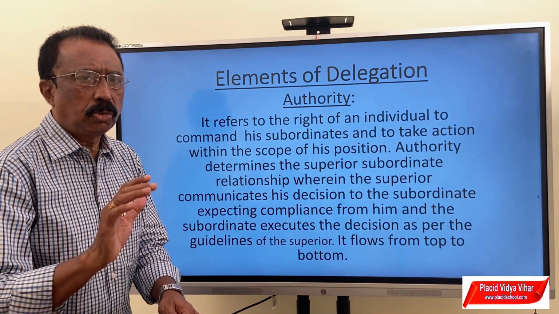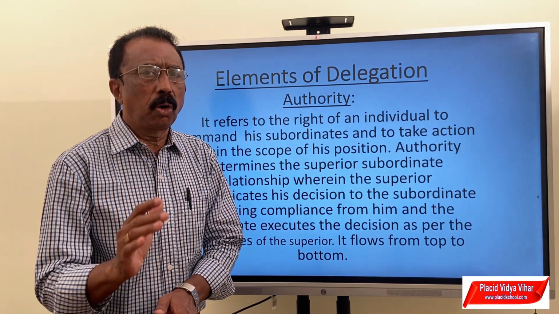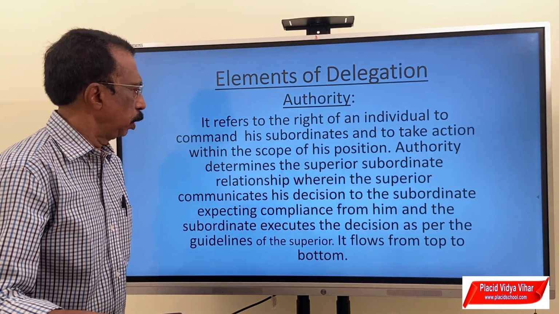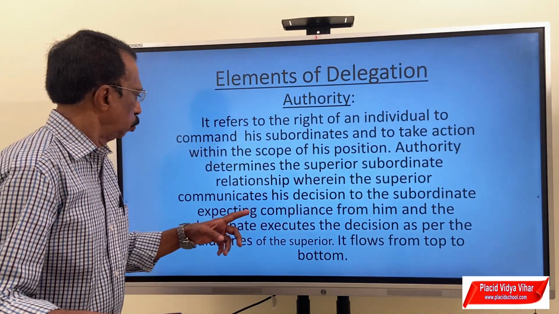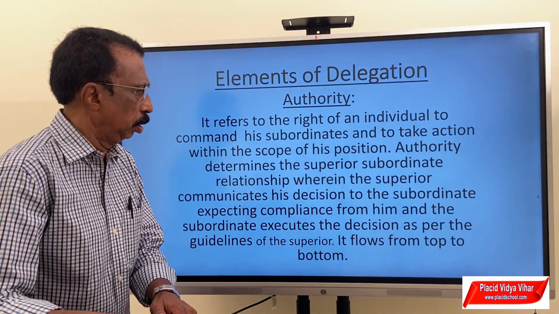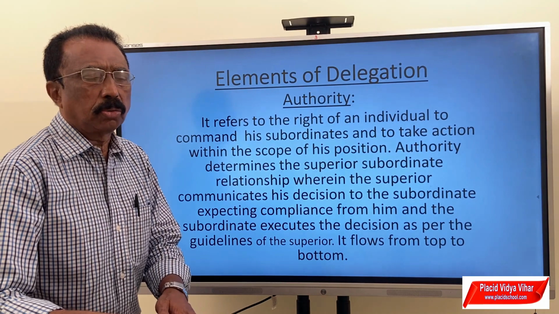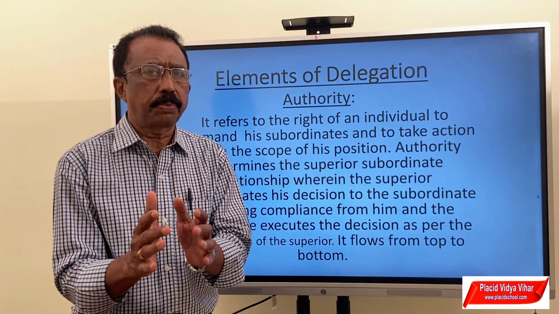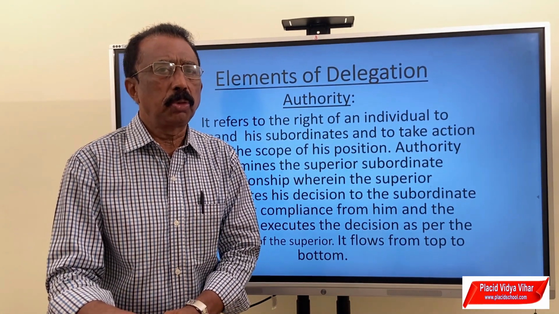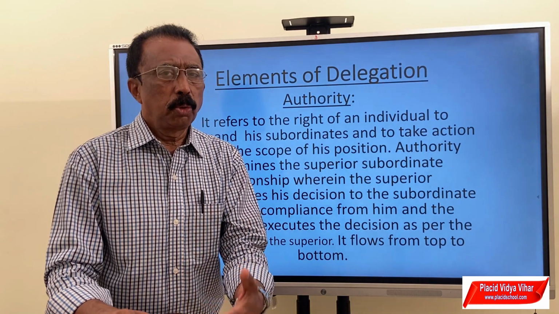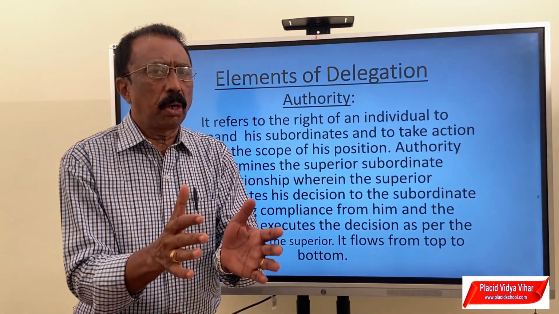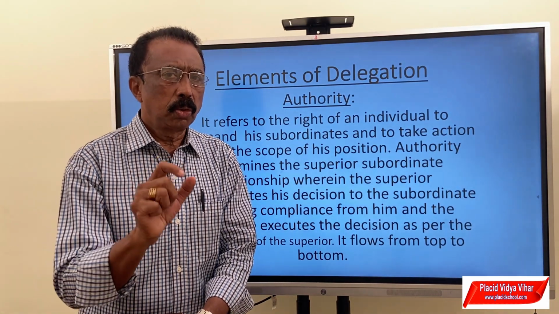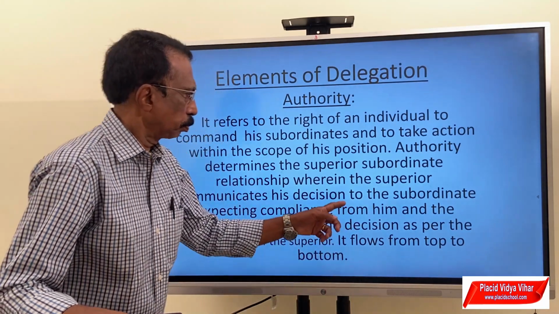Authority can be used only when there is a superior-subordinate relationship. Authority determines the superior-subordinate relationship, whereby the superior communicates his decision to the subordinate. As I told you, the superior will tell the subordinate what is expected from him, and the subordinate will have to do it. The superior can tell him within the scope of his position, to do the necessary activities.